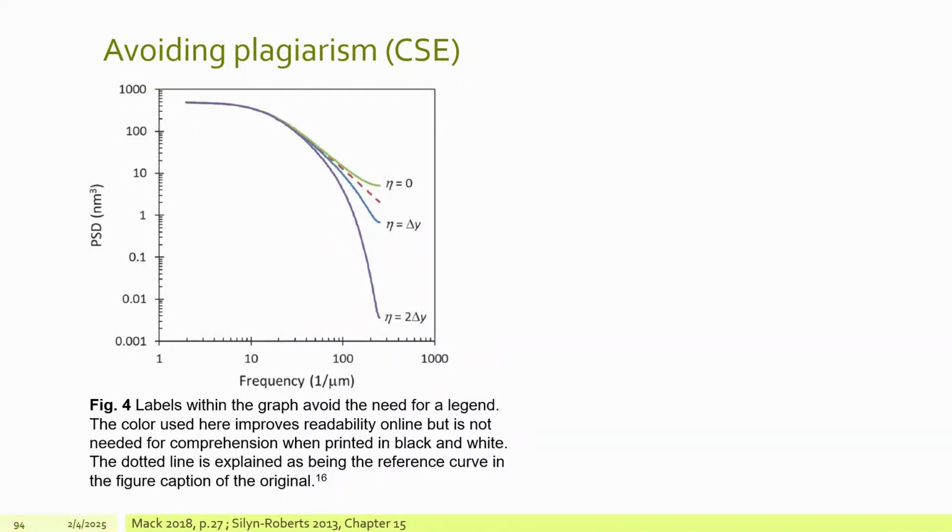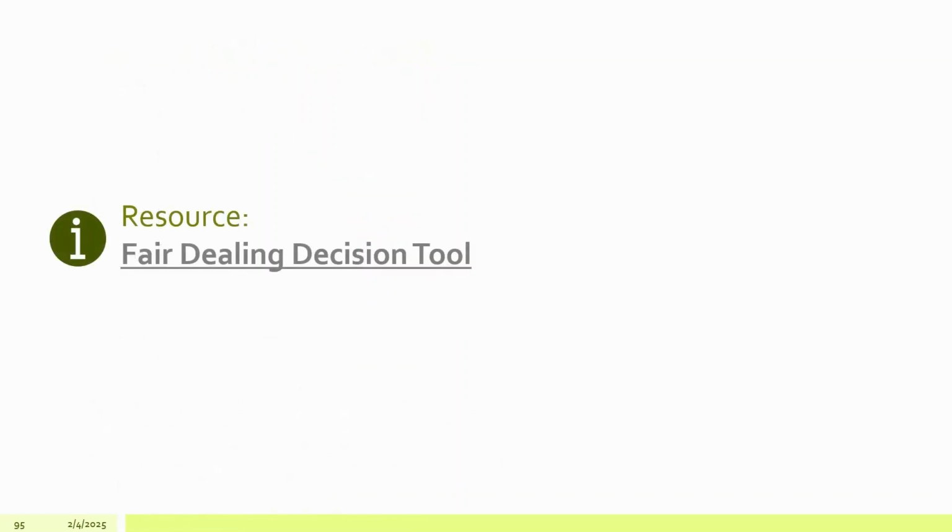Now, the figure is cited with a CSE footnote citation. This method also requires a corresponding reference on the references page. You can use this fair dealing decision tool for educators, linked below, to help you decide whether permission is needed to use a source, depending on the copyright status and the purpose of the use.